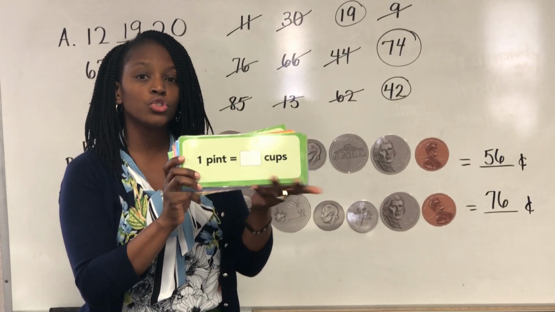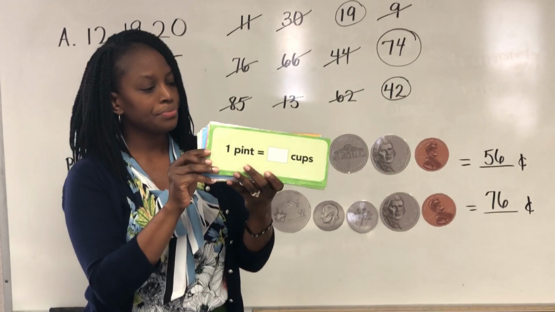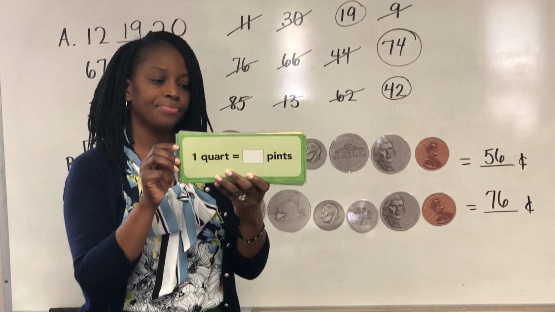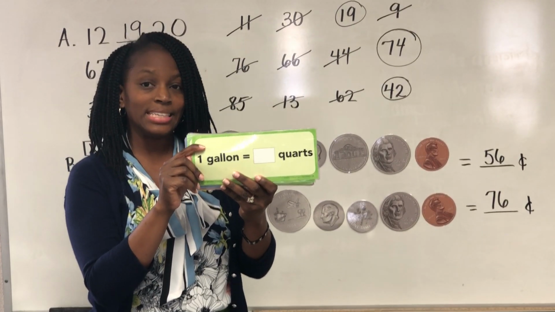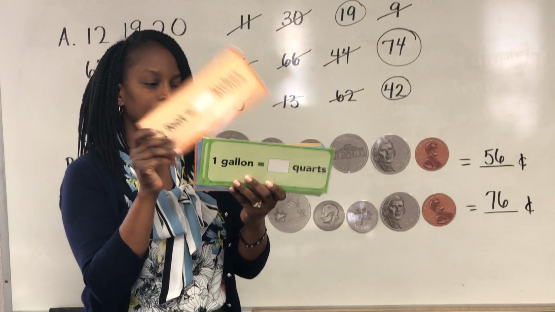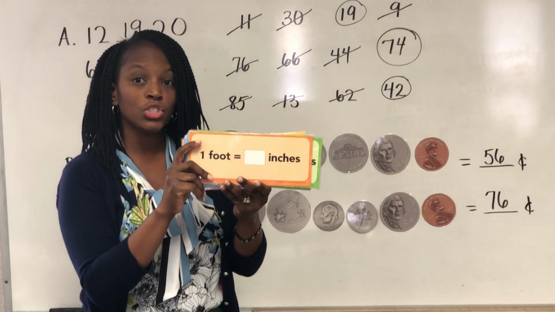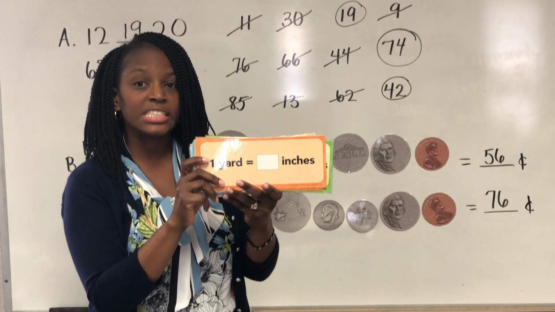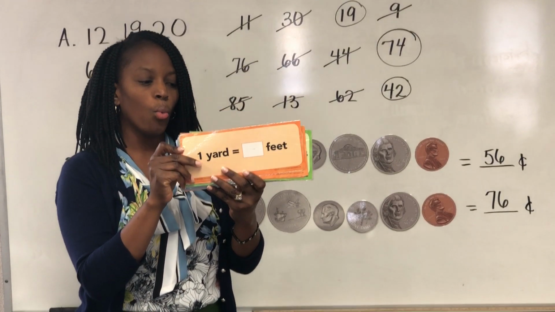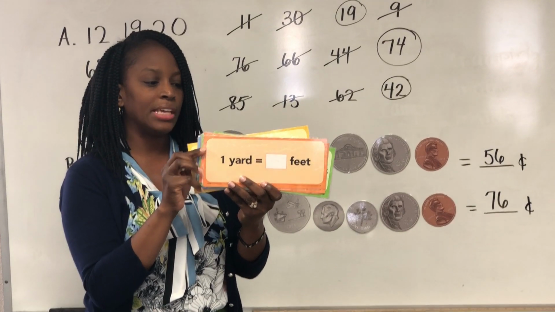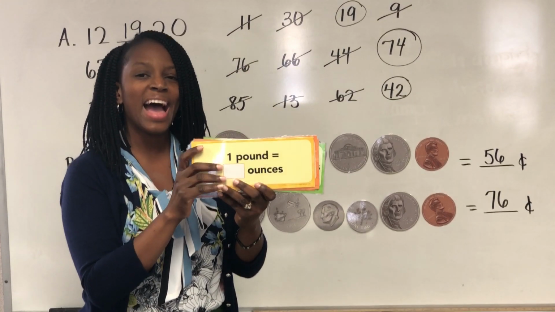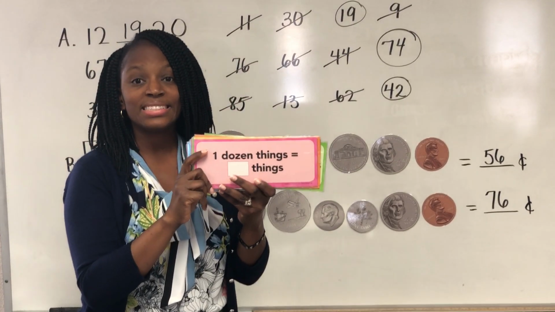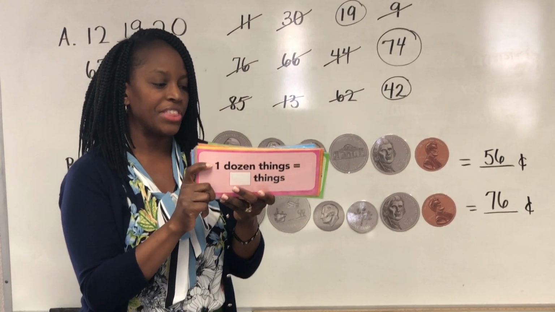1 pint equals 2 cups. 1 quart equals 2 pints. 1 gallon equals 4 quarts. 1 foot equals 12 inches. 1 yard equals 36 inches. 1 yard equals 3 feet. 1 pound equals 16 ounces. And 1 dozen things equals 12 things.